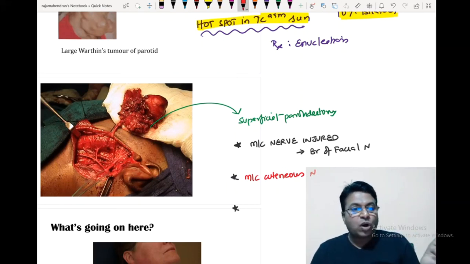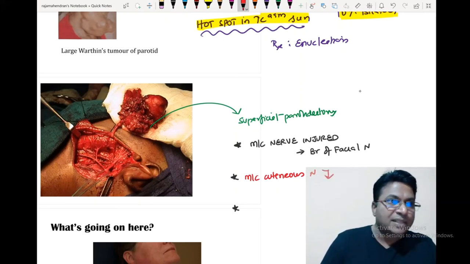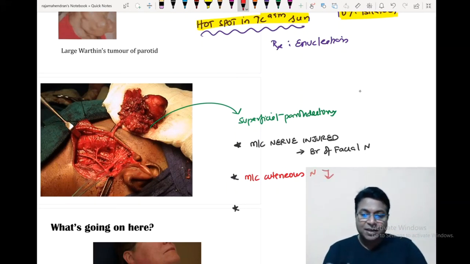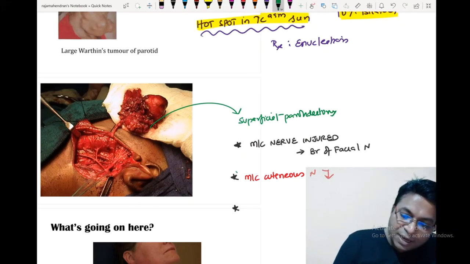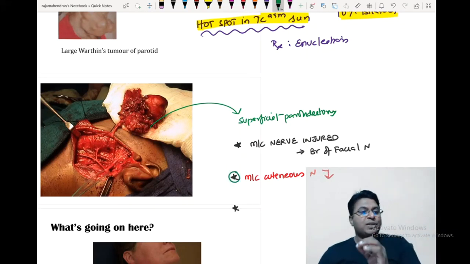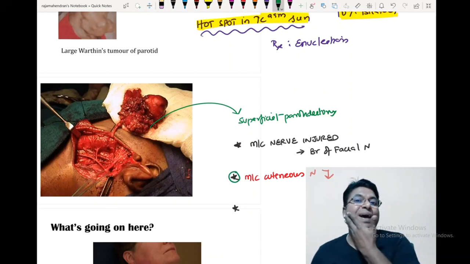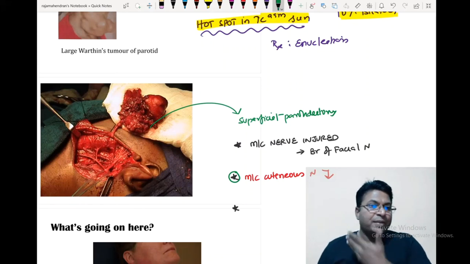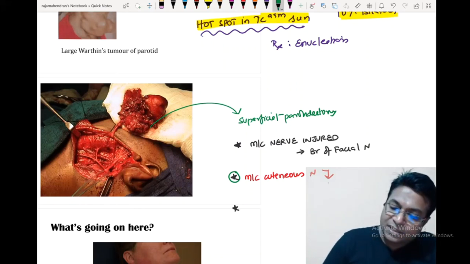So what is the most common cutaneous nerve injured? Can somebody tell me? This question was asked in last year's NEET PG. The question asks: after injury of this cutaneous nerve, you will have paresthesia in the shaving area. Paresthesia in the shaving area is because of the greater auricular nerve.